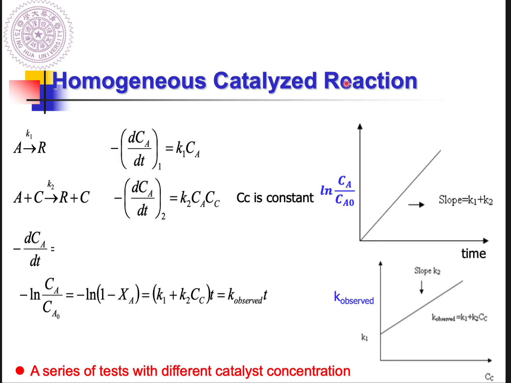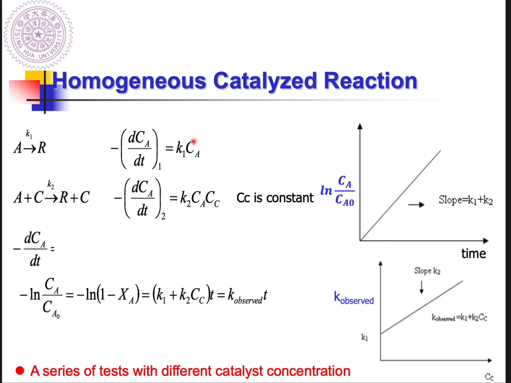you have two chemical reaction paths, right? The first one is A generates R with K1, and the second path is A plus the catalyst generates R plus the catalyst with rate constant K2. For this one, usually the energy barrier is smaller. When I write down the consumption rate of reactant A, in this case it would be K1 CA. In this case it will be K2 CA times CC, the concentration of the catalyst. Here we assume the consumption rate of reactant A is proportional to the concentration of catalyst.